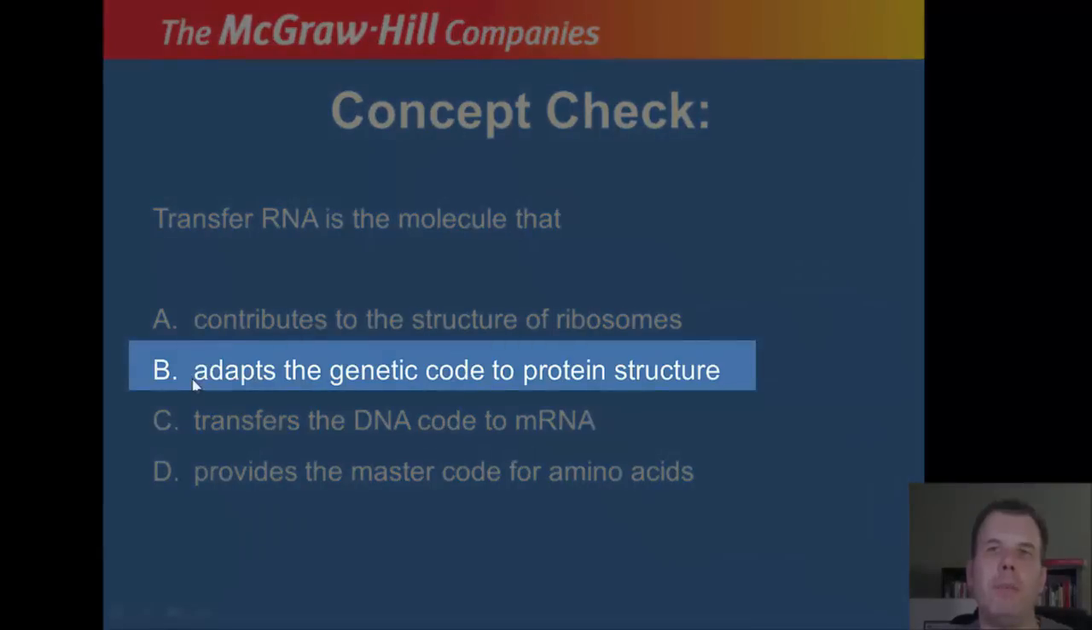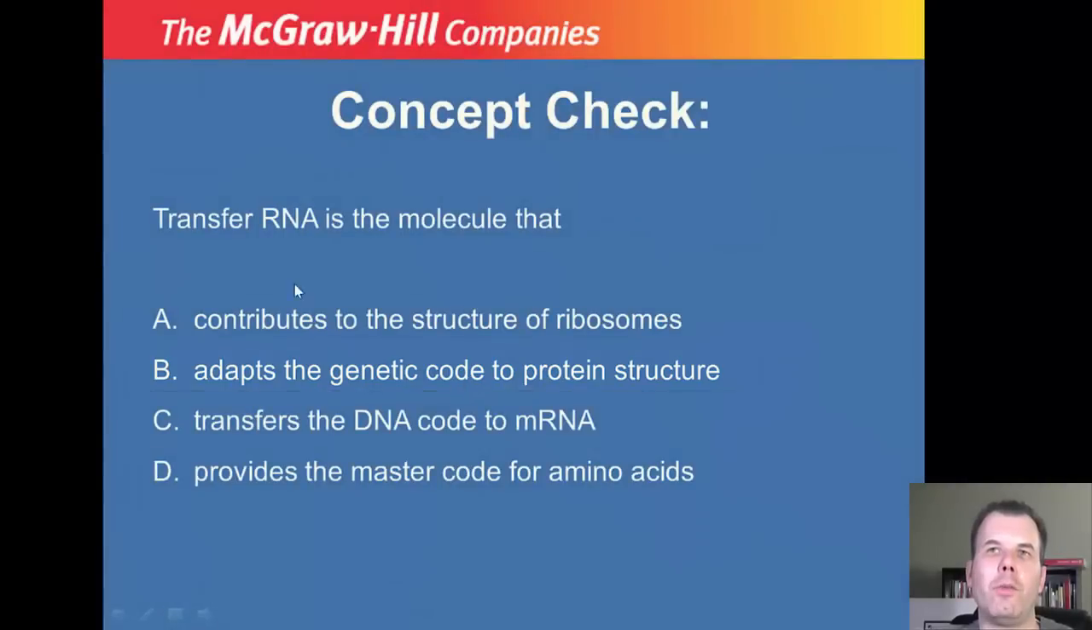Okay, if you said B, adapts the genetic code to the protein structure, I'd give that to you in that sense because really what it is doing is bringing the amino acid to the mRNA. It really doesn't transfer the DNA code to the mRNA and it doesn't provide a master code for amino acids in that sense because that's essentially the mRNA. I think some people could argue for D as well, but I kind of like B in this case. So if you answered B or D, I'd give it to you. I think it's poorly worded. I would say which molecule is responsible for bringing amino acids to the ribosome, and you'd say the transfer RNA, or which molecule has the anticodon, and that would also be the tRNA.